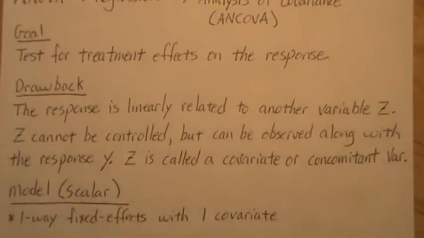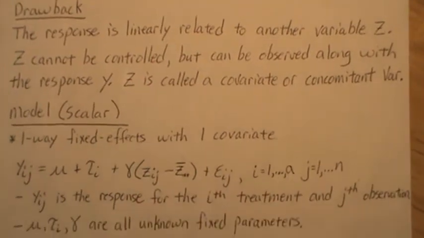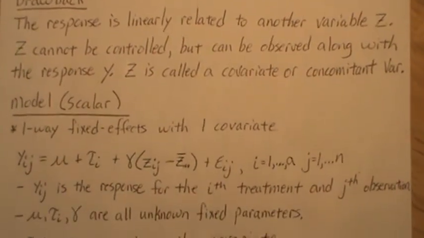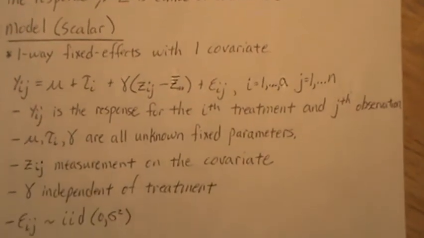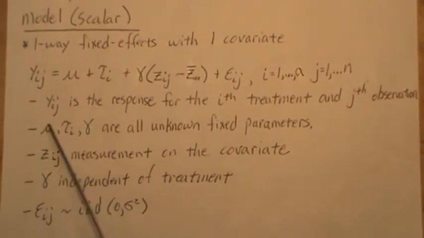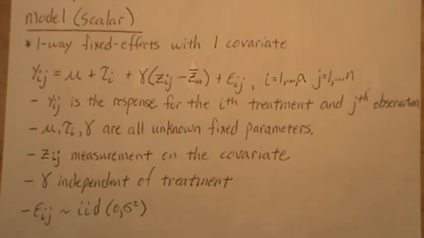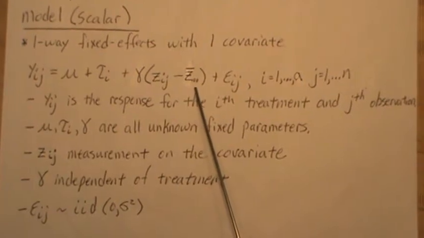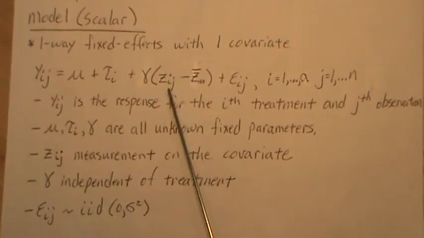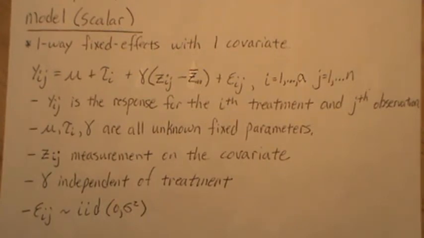Now, here is a model in scalar form. We're going to look at the one-way fixed effects ANOVA with one covariate. Now, the model is Yij equals mu plus tau i plus gamma times Zij minus the grand mean of z. So this is a centered variable, plus epsilon. i goes from 1 to a, j from 1 to n.